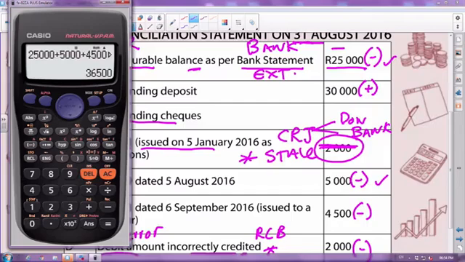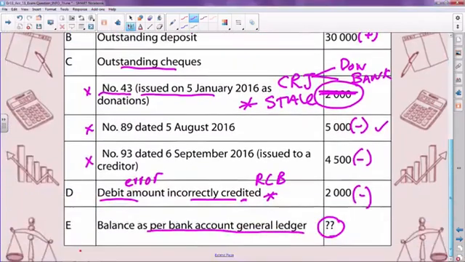I've got one positive, which is my outstanding deposit. So I'm just going to subtract the 30,000. And then I've got an amount of 6,500. And remember, this amount would obviously be negative. So I'm going to put that in brackets, 6,500.